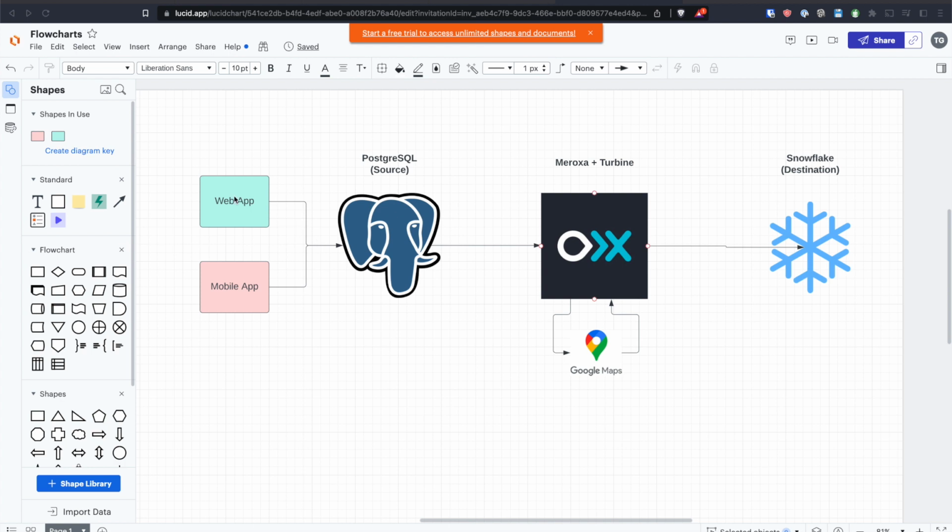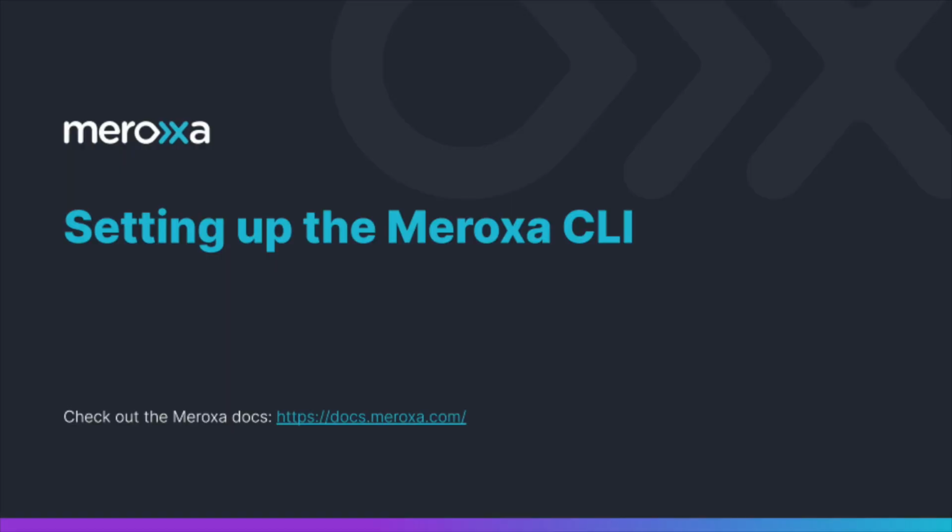So every time a record is created in our applications and is written to our source database, so in this case Postgres, Meroxa will stream process that data over to Snowflake, and while it's stream processing it, it will run a function over each record that comes in. In our case, for this video, we will be using the Google Maps API to enrich the address data portion of that record and then send that over to Snowflake.